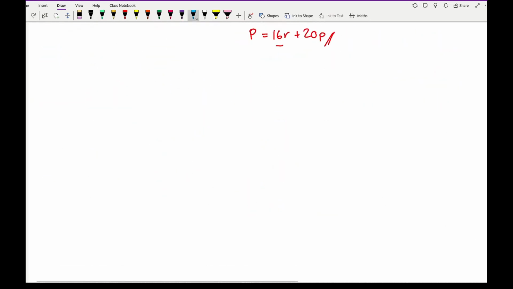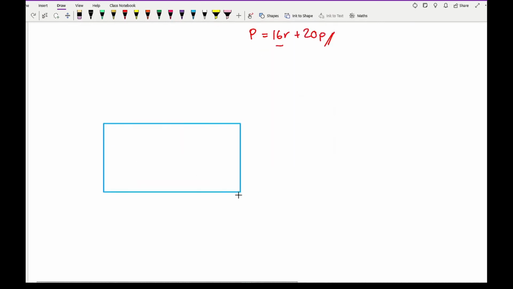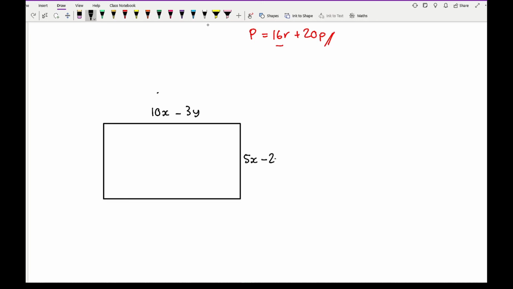Now let me just go through and make up a shape, and let me see if I can do this properly. So let's go for a rectangle to keep things nice and simple. Let's just say, for argument's sake, that this length here was 10x minus 3y. And let's say this length here was 5x minus 2y. So this length here would also be 10x minus 3y. And this side here would also be 5x minus 2y.